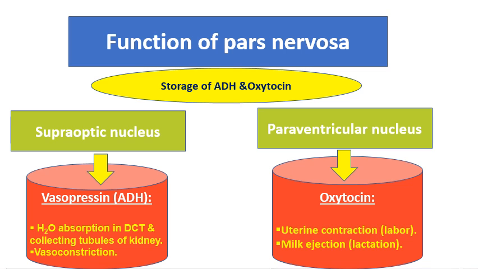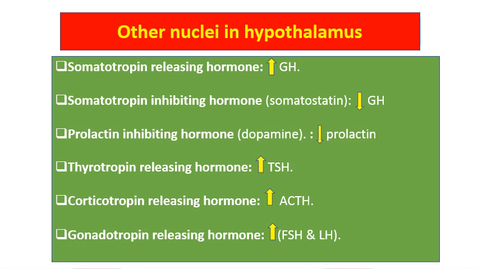Function of pars nervosa: it is a site for storage of vasopressin hormone, or antidiuretic hormone, and oxytocin. In the hypothalamus, we have two nuclei, the supraoptic nucleus and the paraventricular nucleus. Supraoptic nucleus secretes vasopressin hormone, which is responsible for vasoconstriction and water absorption in the kidney. While paraventricular nucleus secretes oxytocin, which is responsible for uterine contraction during labor and milk ejection during lactation.